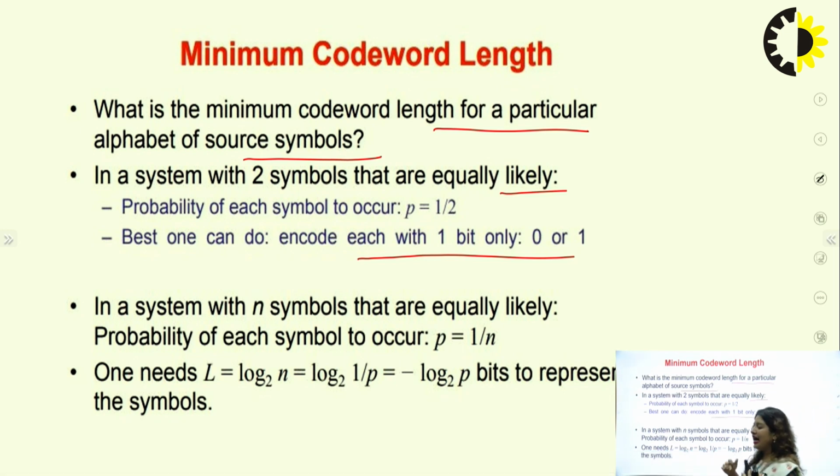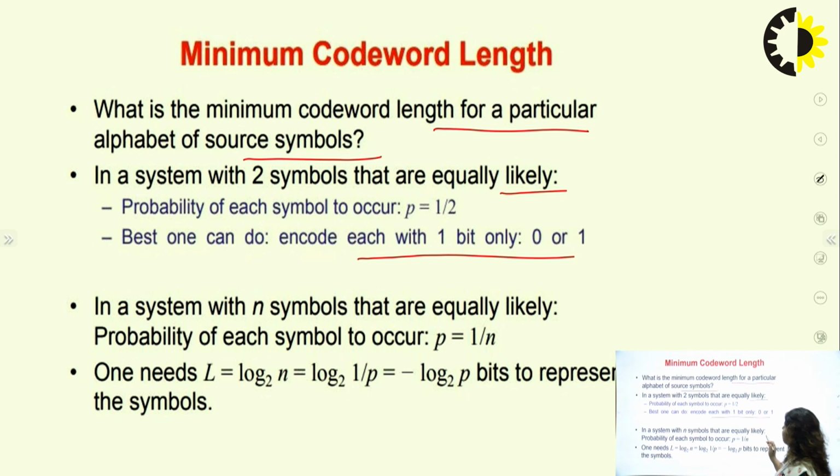Whenever there is a high probability of occurrence, there is less information and a lesser number of bits required. So it will be encoded with 0. Whenever there is less probability of occurrence, there is more information and more bits required. So it will be encoded with 1.